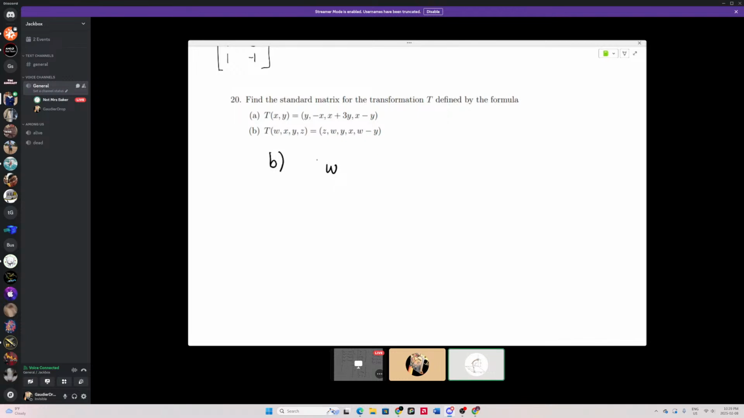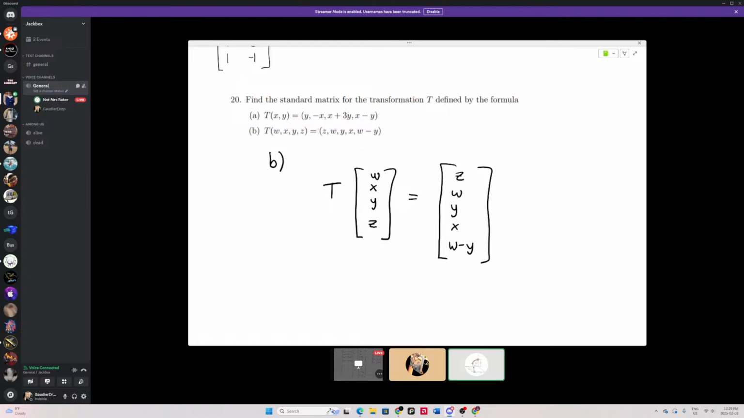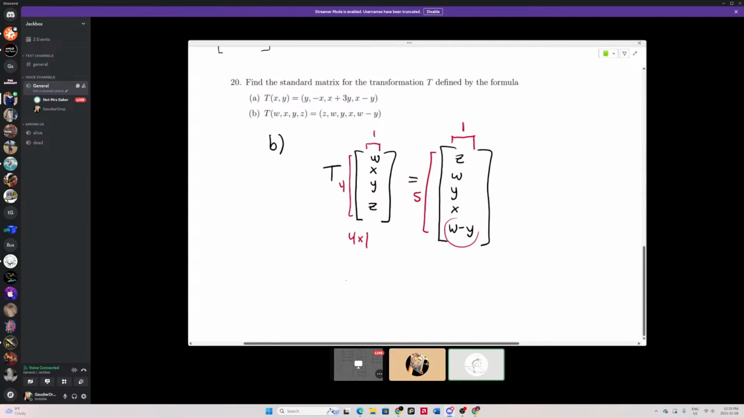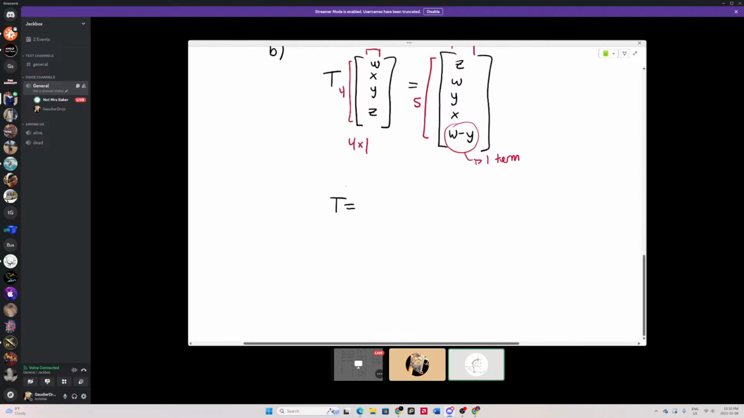So we now have to find the transformation of how we get from W, X, Y, Z, to Z, W, Y, X, W minus Y. So okay, first thing we're going to do is look at the size of these matrices. As you can tell, this one is a 4 by 1 matrix. And this one is a 5 by 1 matrix. Sorry, is it a 5 by 2 or is it a 5 by 1? Well, actually, it's only 5 by 1 because this is only one term. So now we can say that this equals A.